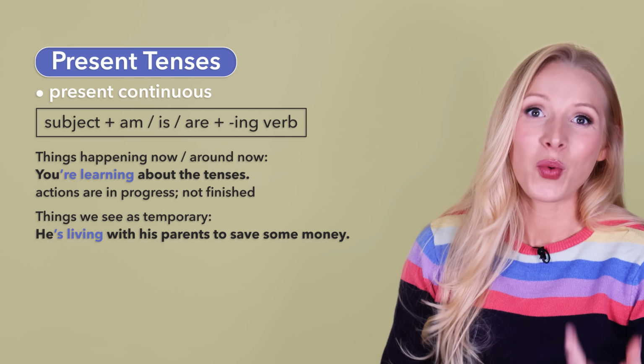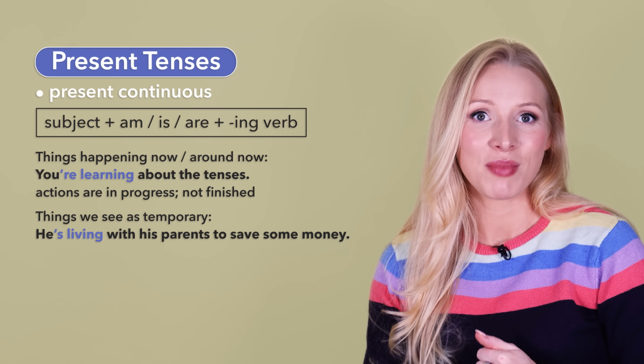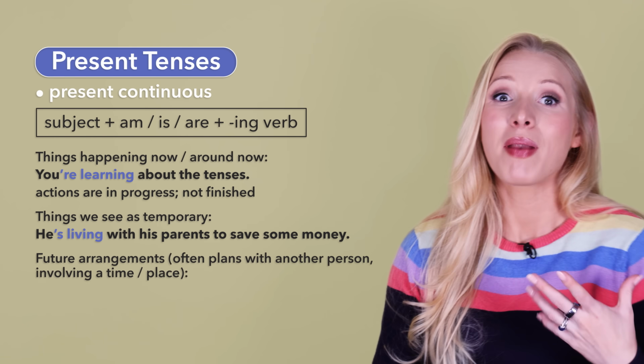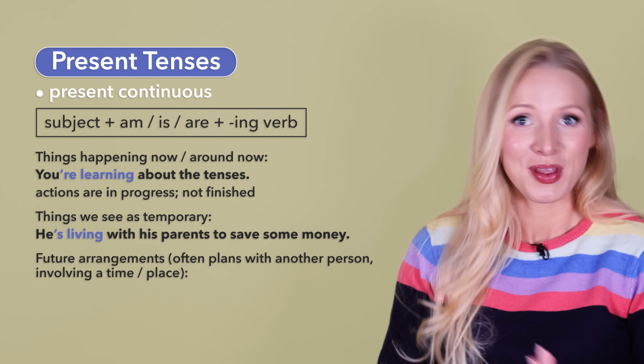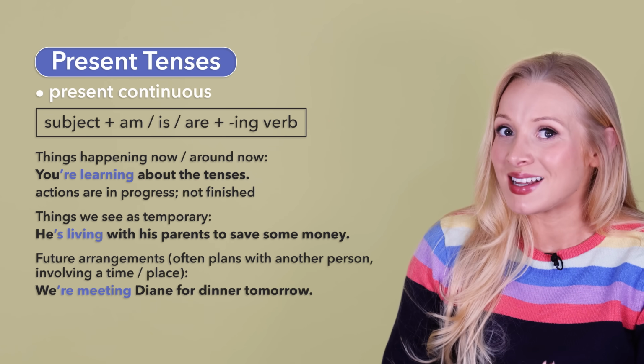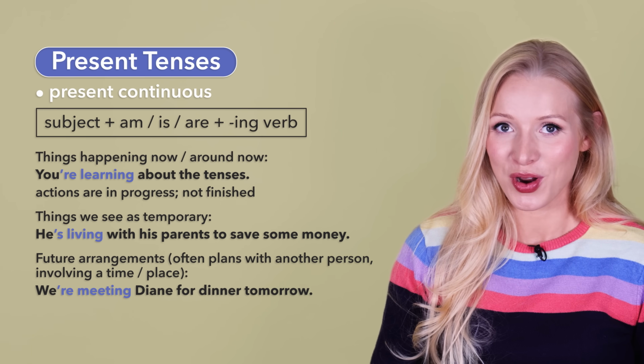We also use this tense for things we see as temporary. He's living with his parents to save some money, and for future arrangements, often plans with another person involving a time or place. We're meeting Diane for dinner tomorrow.